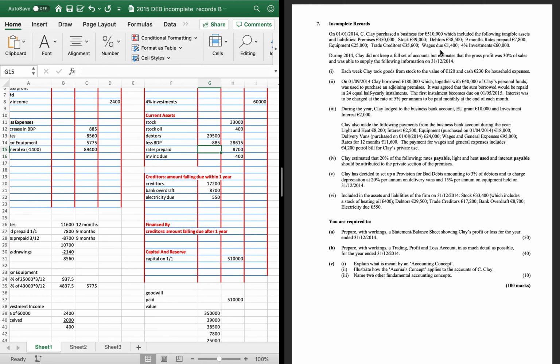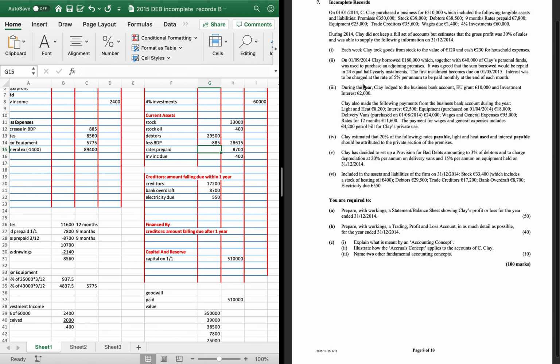Okay, so that's my investments done. Investments in, investment income in, investment due in. Note that sales is 30, gross profit is 30% of sales. Then you're into your last bits and pieces.